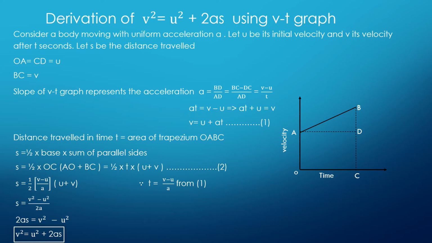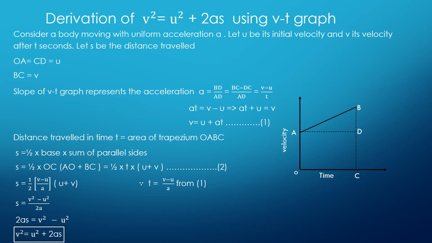Now, the slope of velocity time graph represents the acceleration A, which is equal to the slope BD by AD, which is equal to, we can write this BD as BC minus DC by AD, which is equal to V minus U by T. We can write the equation as AT is equal to V minus U, or AT plus U is equal to V, and the equation becomes V is equal to U plus AT, and we consider this as equation 1.